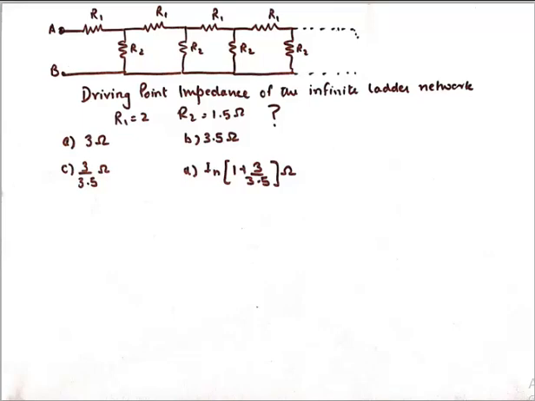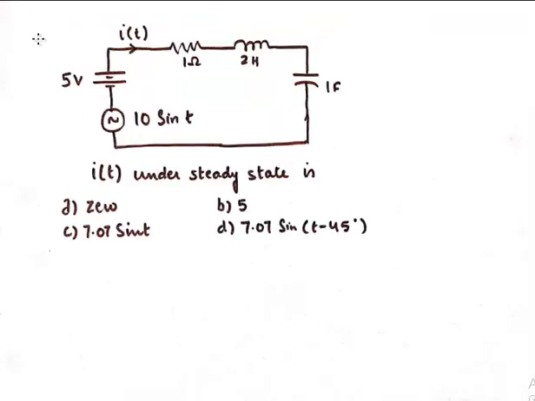Today I'll discuss two GATE questions out of the network analysis section. The first one is a question on the analysis of a series network, a single loop series network, pretty simple. The question asks you to find the value of i(t), which is the current under steady state, and four options are given.